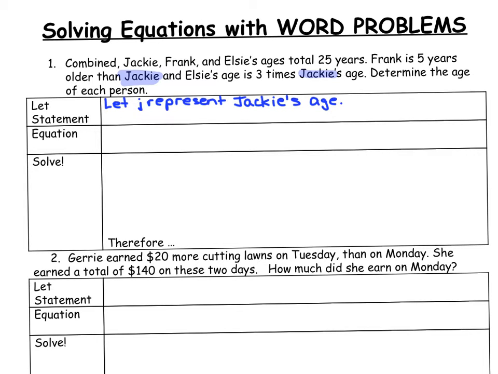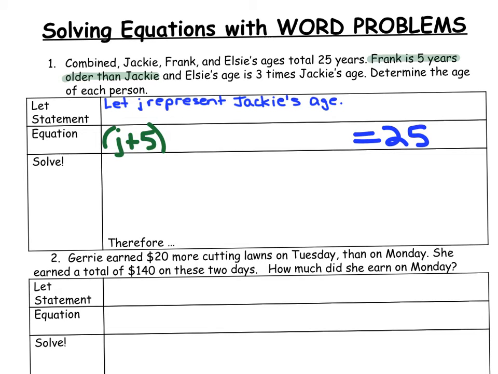Now we're going to go back and look at the first sentence that says combined, Jackie, Frank, and Elsie's ages total 25 years. So we know that when I get Frank's age and I add it to Jackie's age and I add it to Elsie's age, it's going to equal 25. So now to get Frank's age, we're going to go back to the second sentence. And it told us that Frank is 5 years older than Jackie. So we know that Frank's age is going to be represented by J plus 5.